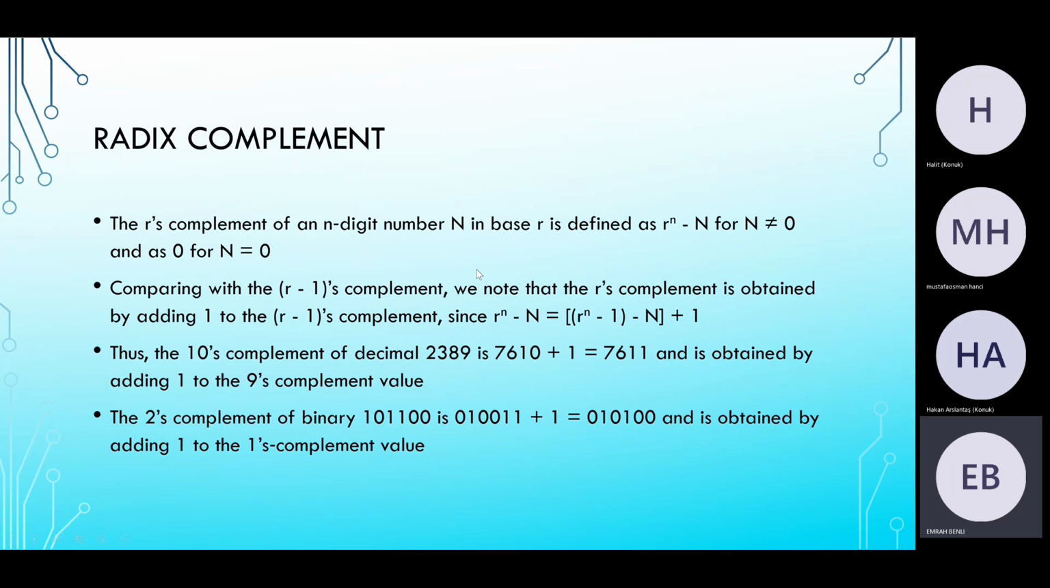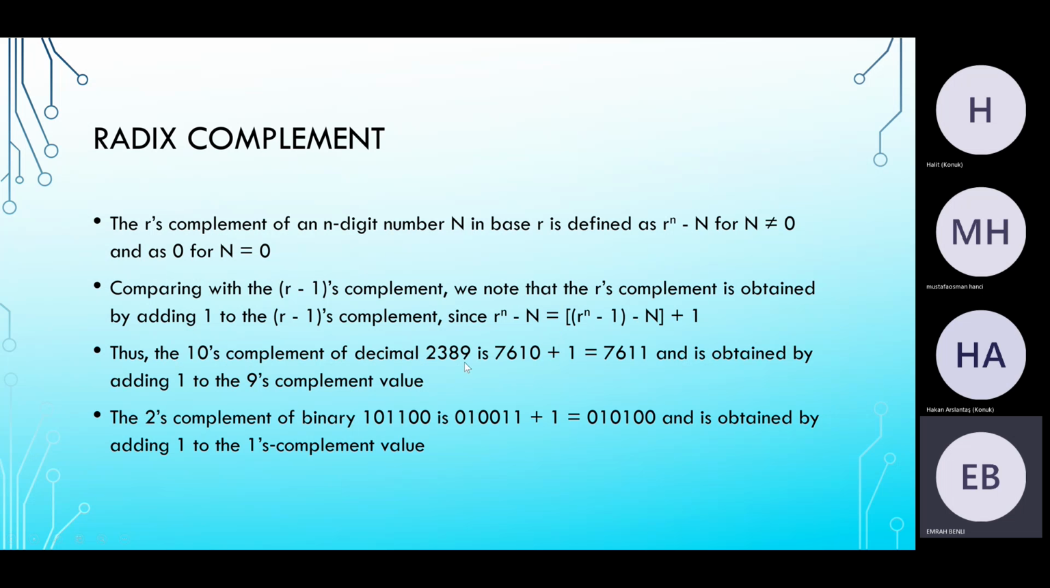So the radix complement is, if we have an n-digit number N in base r, then r to the n minus N is the radix complement of a number. So what is the difference? We don't have minus 1 here. In diminished radix complement, we had minus 1 after that. So basically it is plus 1 to diminished radix complement. This is diminished radix complement, plus 1 is radix complement here.